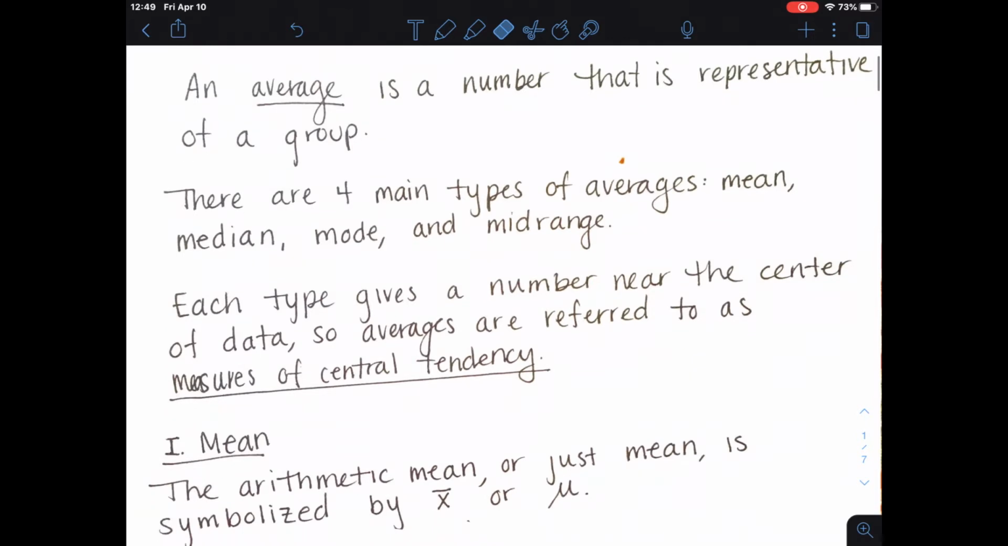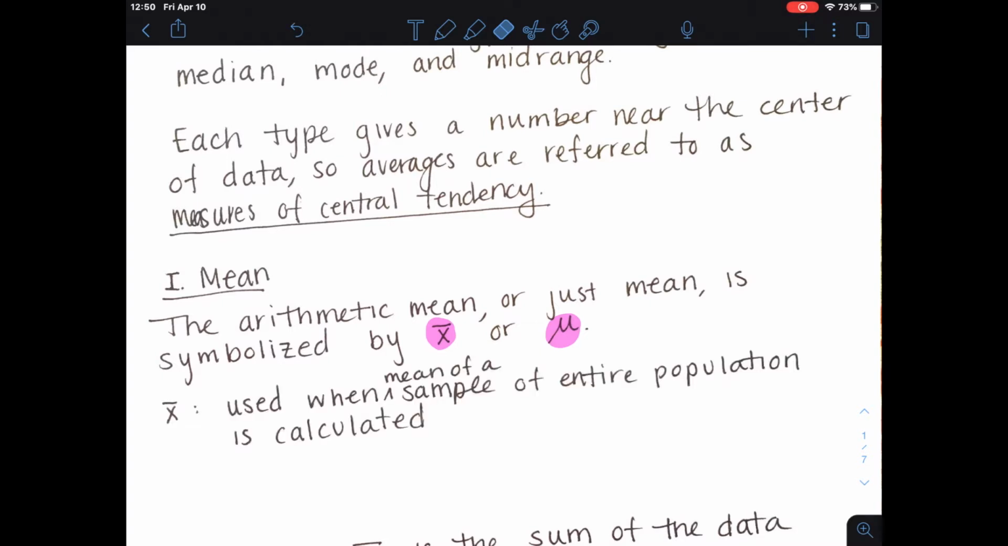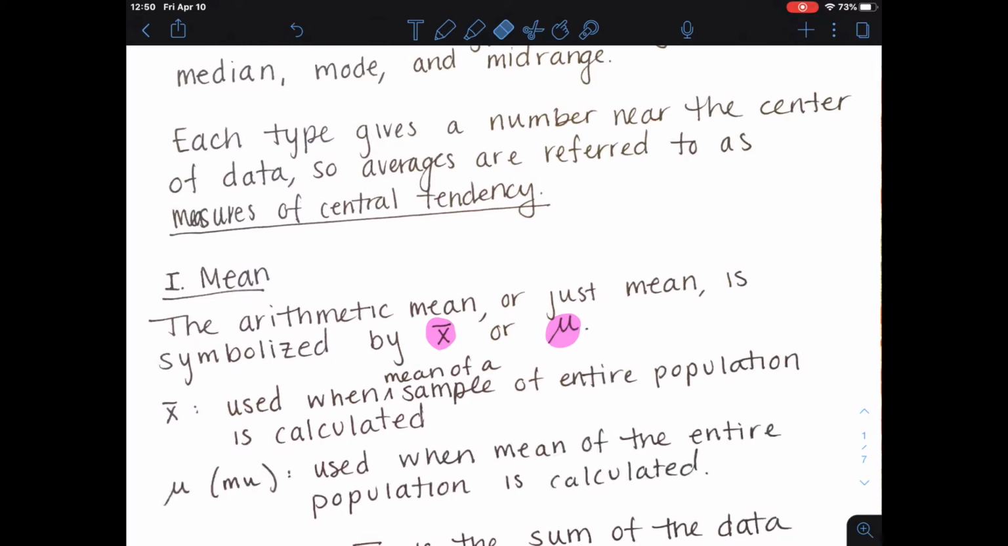So the first one we're going to look at is the one that you're most familiar with, which is the mean. The arithmetic mean, which we just say mean for, is symbolized by one of two things. You have an X with a bar attached to it on top, or you have this letter, which is called mu, a Greek letter. Depending on the specific scenario, that will tell you what you have to use. X bar is used when you just have a sample of the entire population. Mu is used when you're calculating the mean of the entire population.